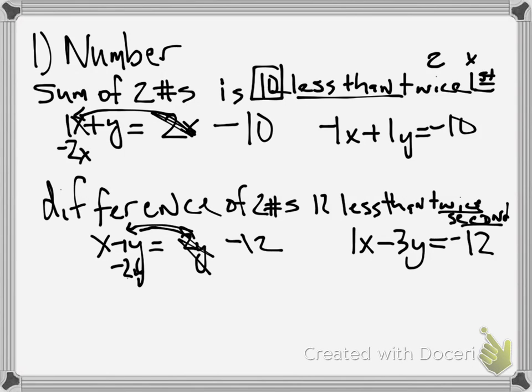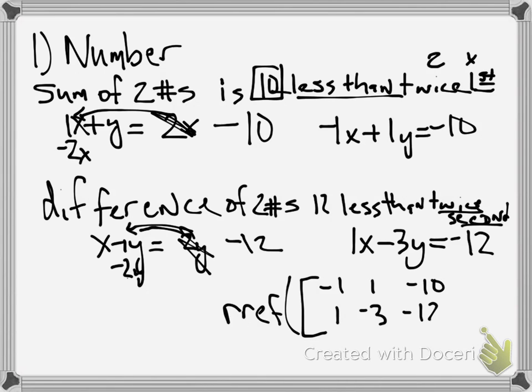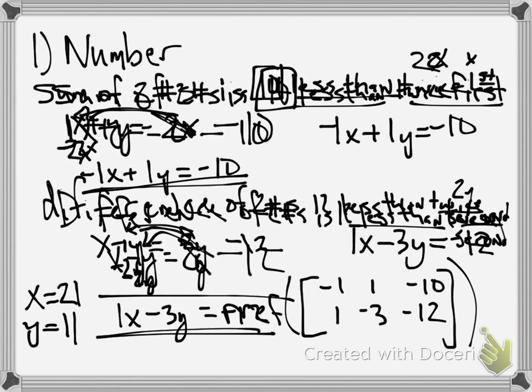So now this can easily go into the calculator, and I can do the whole RREF 2 by 3 and say negative 1, 1, negative 10, 1, negative 3, negative 12. Come up with the answer and go from there. And the answer for this one is... Okay, so the answer is 21 and 11. So if you have a calculator where you can practice it at home, hopefully those are the answers you're coming up with.